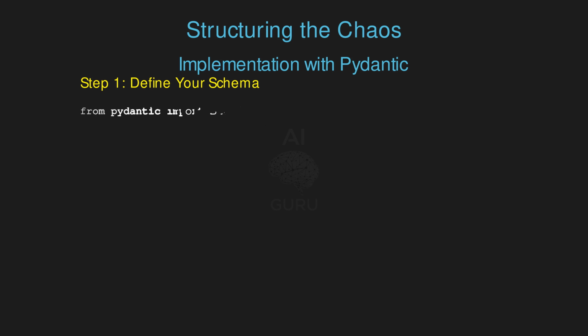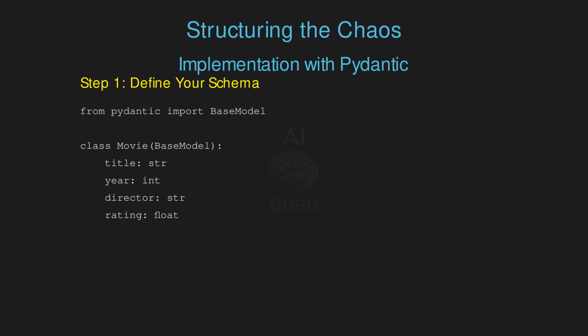Let's do a worked example. We want to extract movie details: title, year, director, rating. How do we set that up?